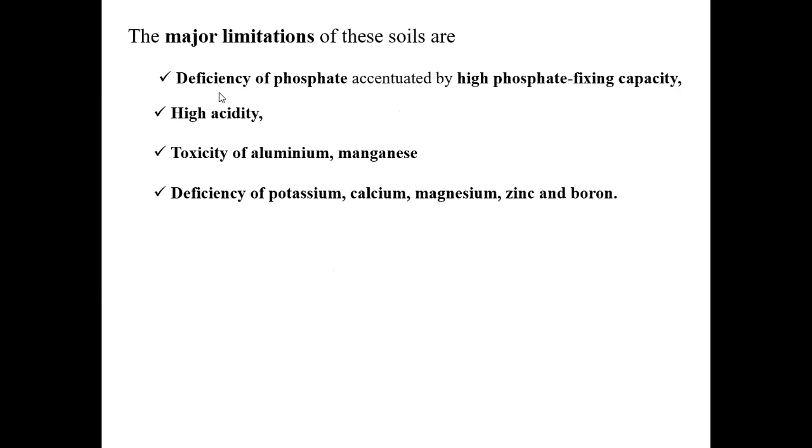So what are the limitations? Deficiency of phosphate, as we can see high phosphorus fixation because of more iron and aluminum. Acidity is more. As I said, aluminum and manganese are very high. There is a deficit in all major and secondary nutrients like potassium, calcium, magnesium, zinc, boron. Overall, students, this type of soils are not fit for agricultural purposes.